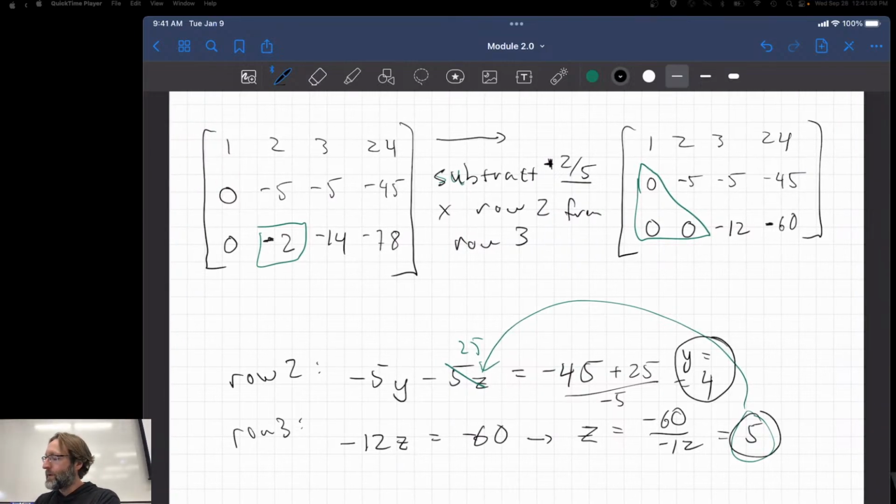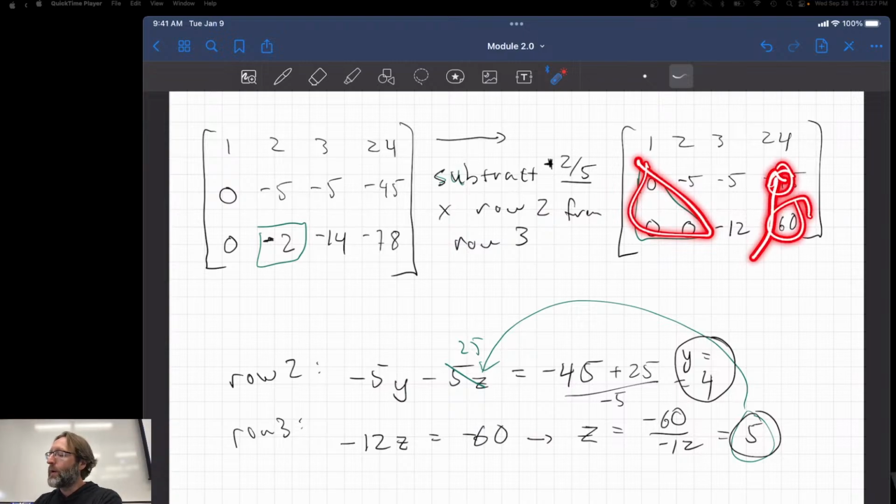There's our first solution. There's our third solution. And then you can do the same thing for the first row. Why did I start from row 3 and go up to row 1? Well, because it was upper triangular. It's called back substitution or back solving. Once we've got it into an upper triangular form, we go backwards to actually solve for z, y, and then x.